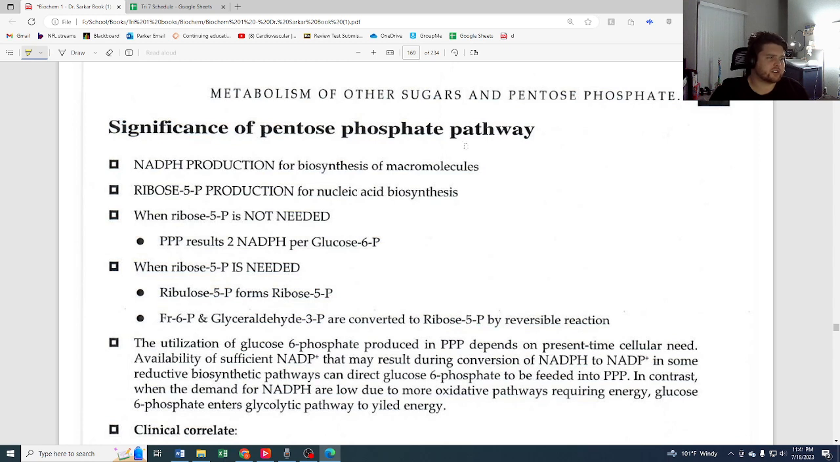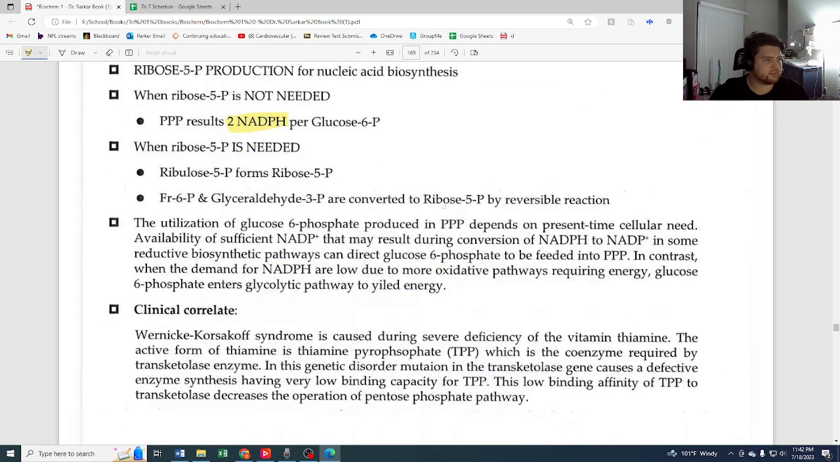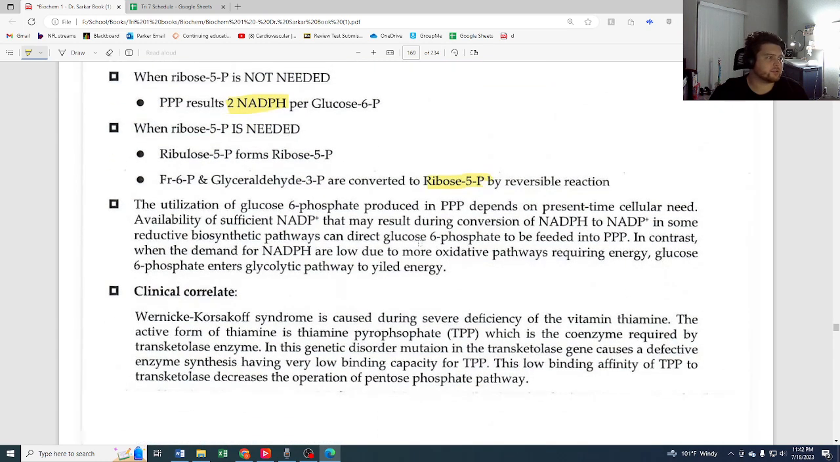Now the significance of the pentose phosphate pathway, this is really the meat and potatoes, what you want to know for this unit. So NADPH production for biosynthesis of macromolecules, the ribose 5P production for nucleic acid biosynthesis, and when ribose 5P is not needed, you result in 2 NADPH per glucose 6-phosphate. When ribose is needed, the ribulose forms ribose, and then all this gets converted to the ribose 5P by reversible reaction. So when it's needed, we get the ribose.